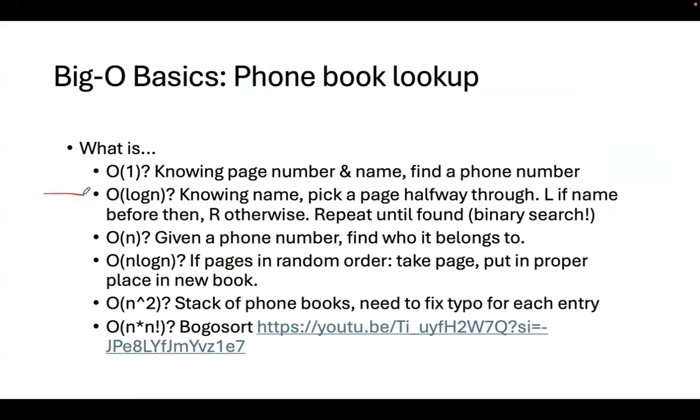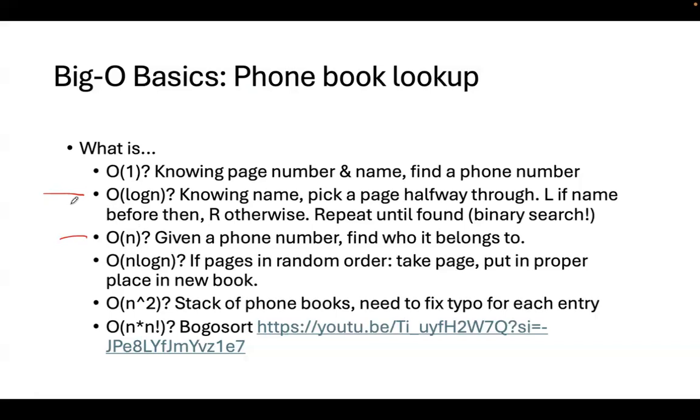A log n algorithm is binary search, like what we talked about last time, where you know the name that you want to look for, so you open it halfway through and you ask, are we there yet? And then if we're not there yet, then we go to the left half of the book. If we went too far, we go to the left half. If we went not far enough, we go to the right half. And so that's binary search, and that just repeats. That's log n.